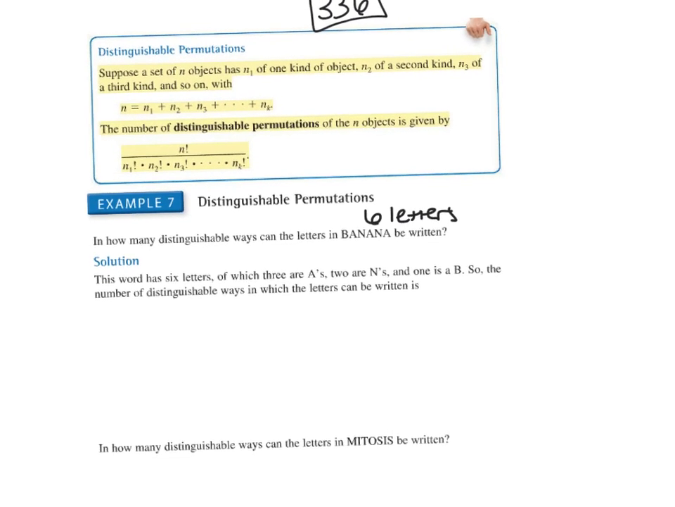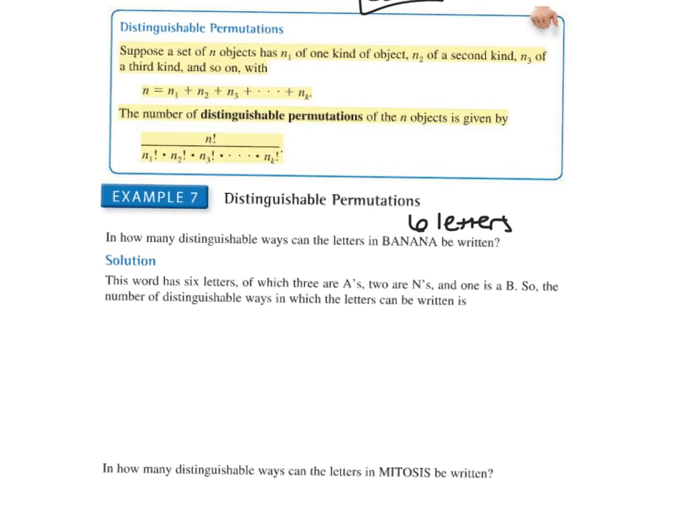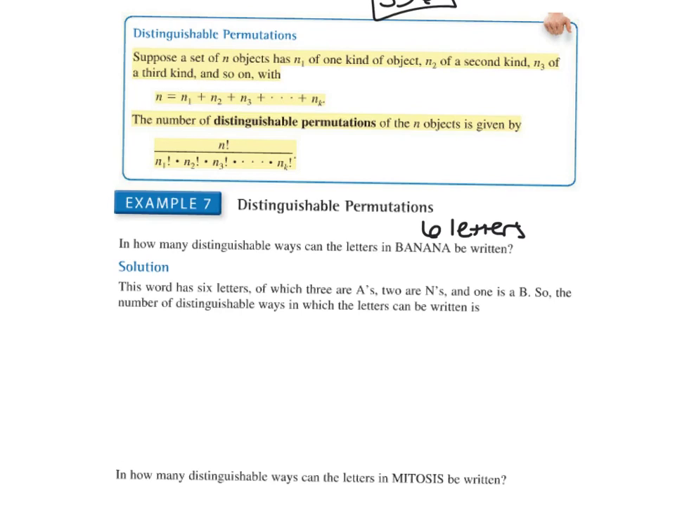So if we were to list this out, you'd have to literally do 6 factorial. But then think of the letters that repeat. So A, for example, happens 3 times. So you divide out 3 factorial. But there's another letter that repeats, N. It happens twice, so 2 factorial.